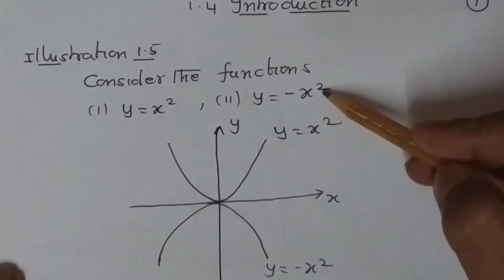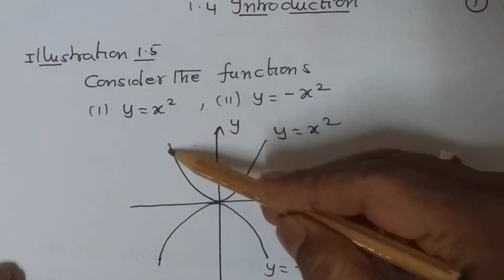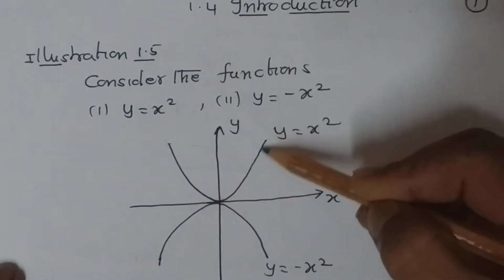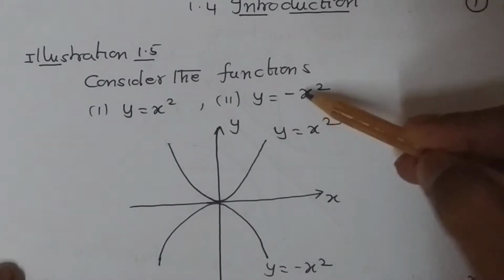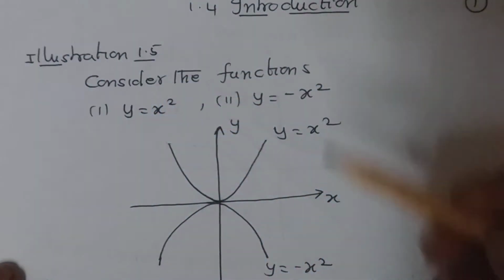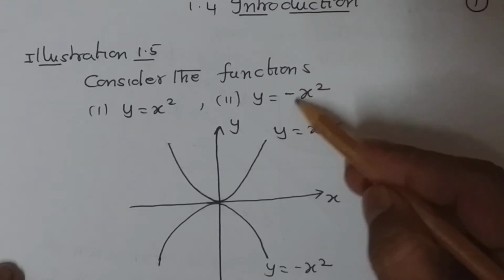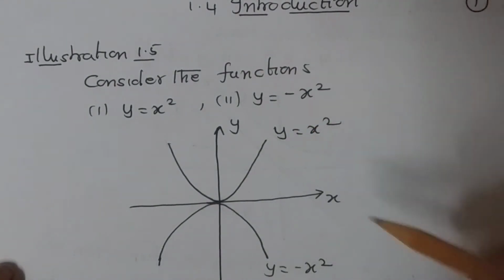Now y is equal to minus x square. This is y is equal to minus f of x. That means what? This is y is equal to x square. It is a parabola which is upward. Now y is equal to minus x square you can draw very easily by using this y is equal to x square curve. Why? Because this y is equal to minus f of x, that is minus x square, is simply the reflection of y is equal to x square.